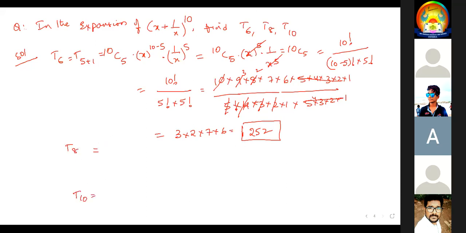In the same way, when I'm asking you to calculate the 8th term and the 10th term, please try to calculate those two. 10C8 into x square into 1 by x to the power 8.